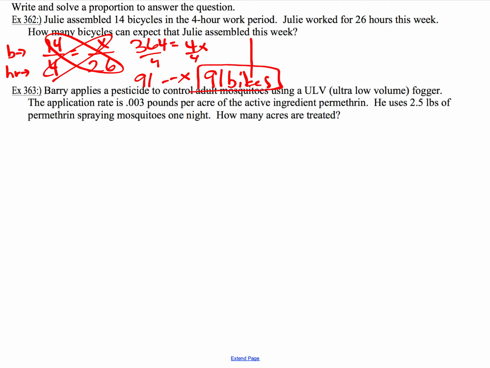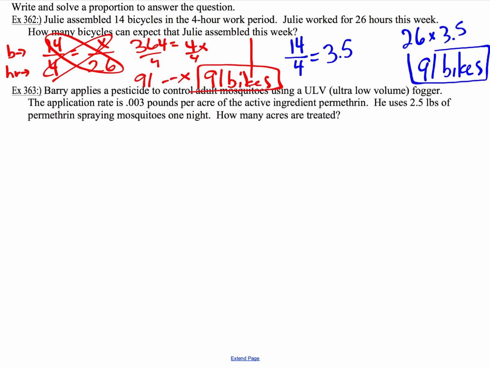Okay? The other method that you could use is using proportional reasoning with unit rates. If you take 14 divided by 4, that's 14 bicycles in 4 hours. That's 3.5 bikes per hour. And you can take 26 hours times 3.5 bikes, and that gives you 91 bikes. So that is a different method of doing it.